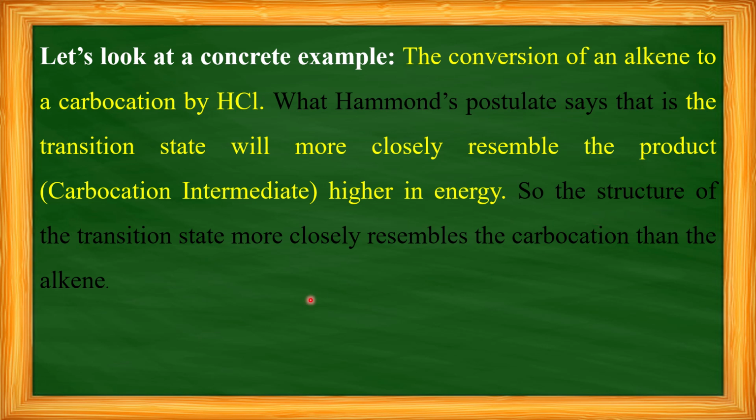So, the structure of the transition state in this reaction more closely resembles the carbocation, which is the product of the reaction, than the alkene, the reactant.